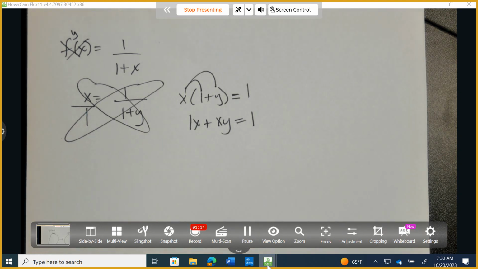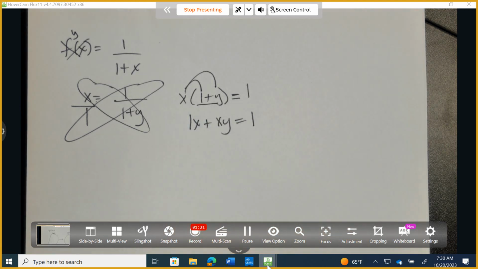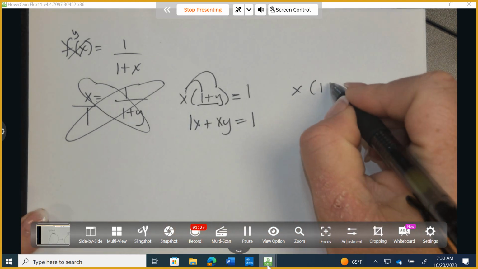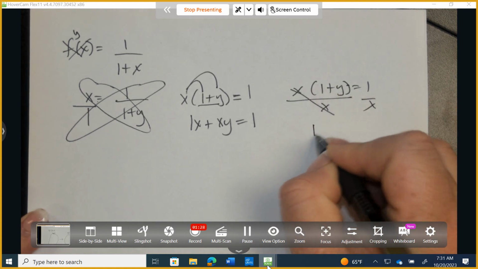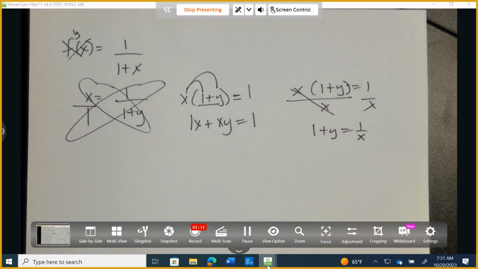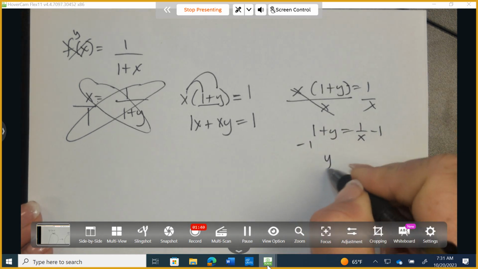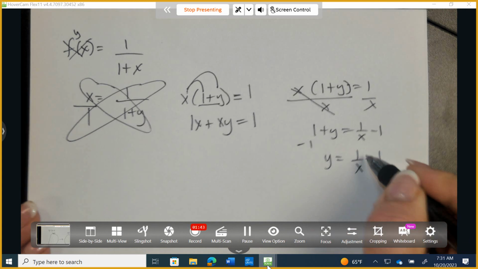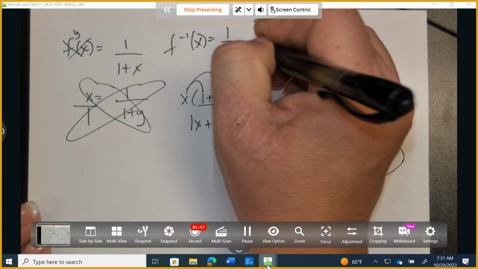Now I could do that, or when I look at this, if my goal is to get y by itself, it means first I need to isolate this. So I could come back here and divide by x. And now I have 1 plus y equals 1 over x. To isolate the y, my very last step will be simply to subtract 1 and subtract 1. And now y is by itself, and this would be my inverse. So the inverse is 1 over x minus 1.